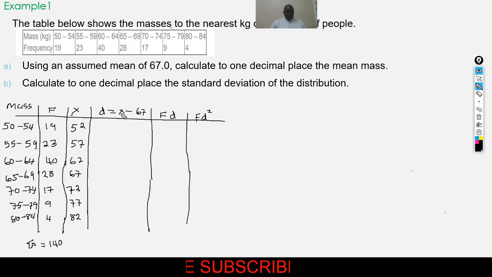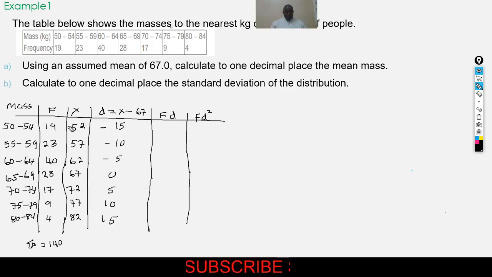Now we subtract x minus 67. 52 minus 67 gives you negative 15. 57 minus 67 gives you negative 10. 62 minus 67 gives you negative 5. Then here it gives you 0. Then 5, 10, 15.